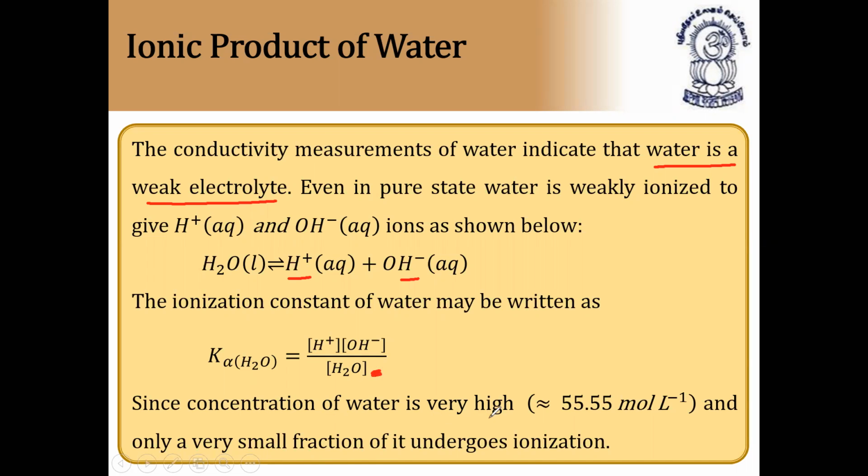Since concentration of water is very high, that is 55.5 moles per liter, and only a small fraction of it undergoes ionization. How did we get this 55.5 moles per liter? Because that is equal to 1000 by 18, because 18 is the molecular weight of water. So 1000 by 18, you will get 55.56. So concentration of water is very high. It is equal to 55.55 moles per liter.